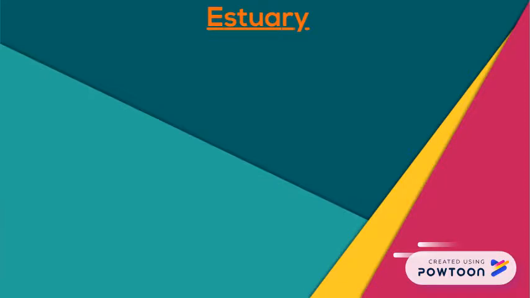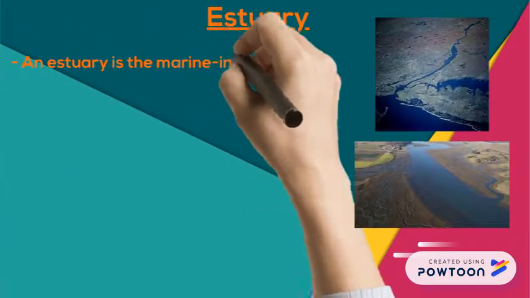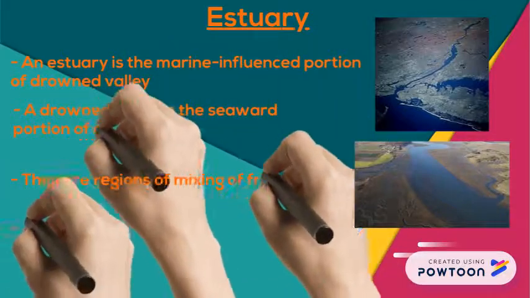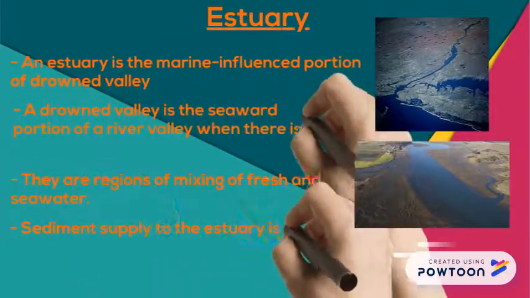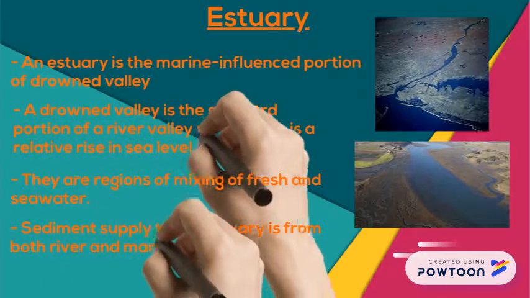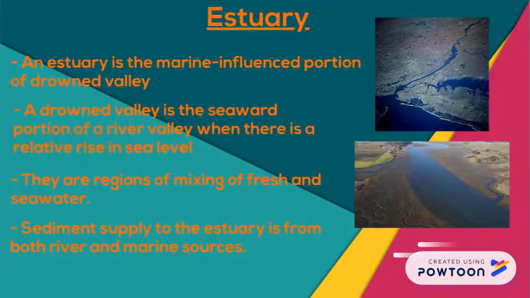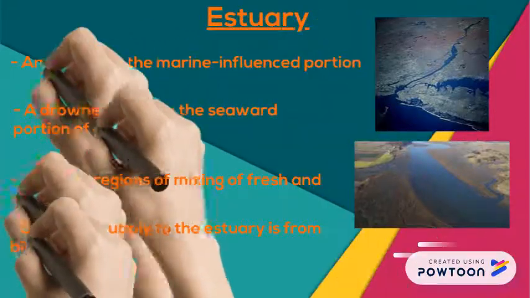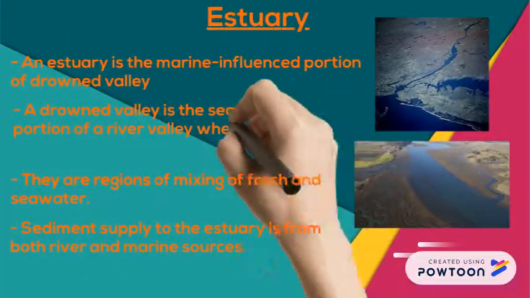Estuary. An estuary is the marine influenced portion of a drowned valley. A drowned valley is the seaward portion of a river valley when there is a relative rise in sea level. They are regions of mixing. Sediment supplied to the estuary is from both river and marine sources.